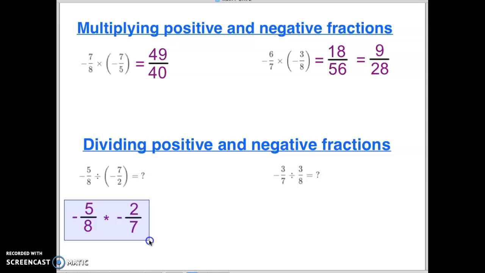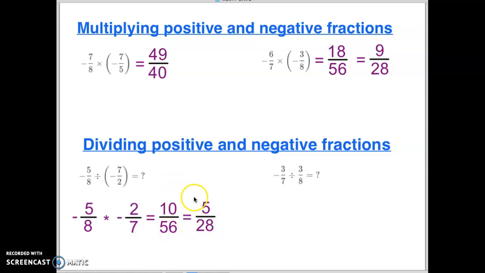Then it's just like the ones above. Multiplying fractions is no problem. First you multiply the tops, then you multiply the bottoms. And what does that equal? 10 over 56. A negative times a negative is a positive. 5 times 2 is 10. 8 times 7 is 56. Oh, but Mr. Anderson, you could simplify that. Yeah, you're right, you can.